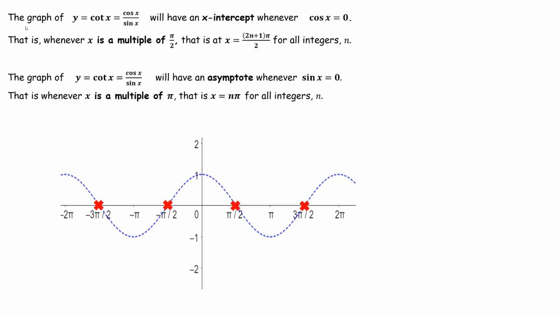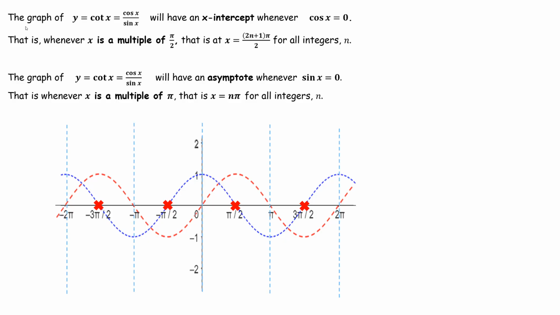Then we know that the graph will have an asymptote whenever sine is 0, since sine is in the denominator. And so the asymptotes are going to be where this red graph sine is 0, so right there. And then we also know that when sine and cosine are both positive, cotangent will be positive. When sine and cosine are both negative, cotangent will be positive. But when they are opposite signs, that is where cotangent is going to be negative.